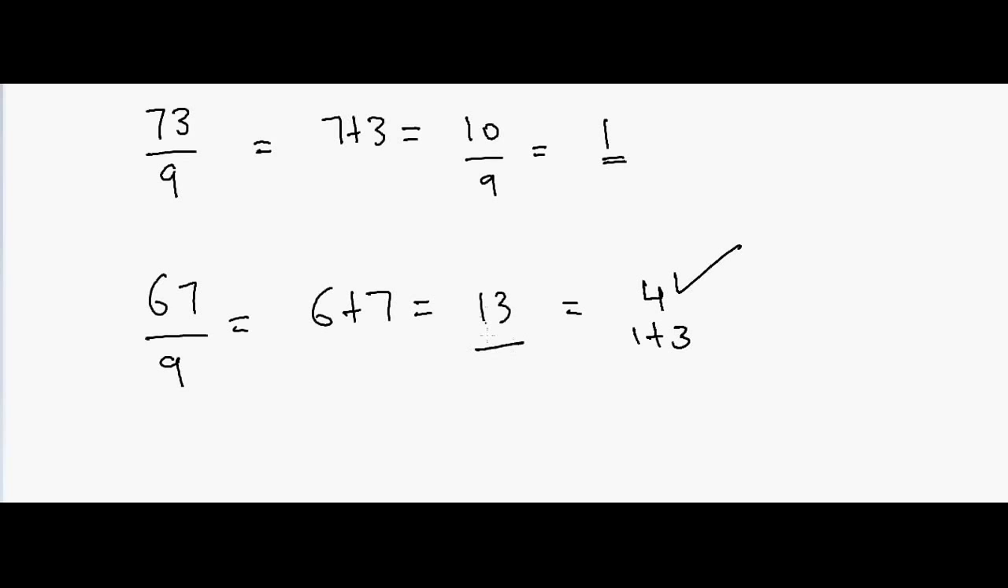Another way is to divide 13 by 9. In that case you will also get 4. So if you divide 67 by 9, the remainder should be 4.